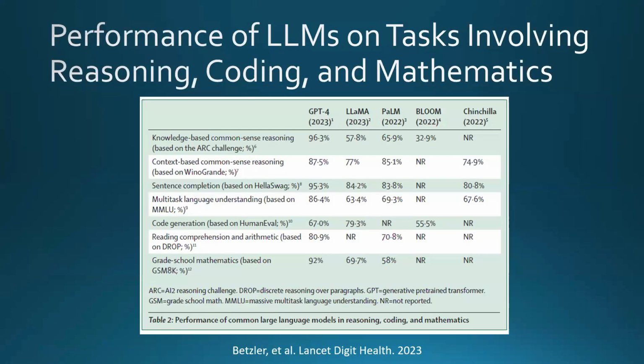If we look at some of the large language models, like GPT-4, you can see how it's able to do a lot of tasks such as common sense reasoning, both based on knowledge and context, sentence completion tasks, reading comprehension, grade level mathematics. More recently, researchers have used these tools to take the USMLE test, for example, and the performance was actually quite good.